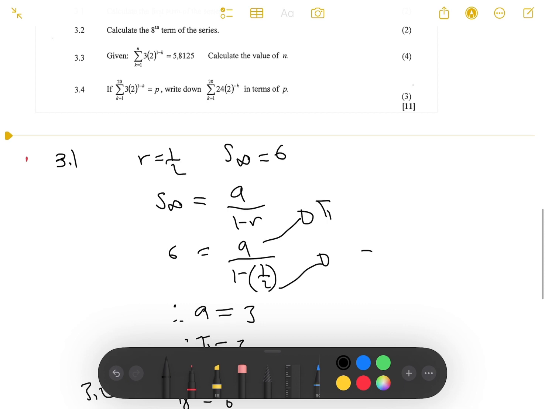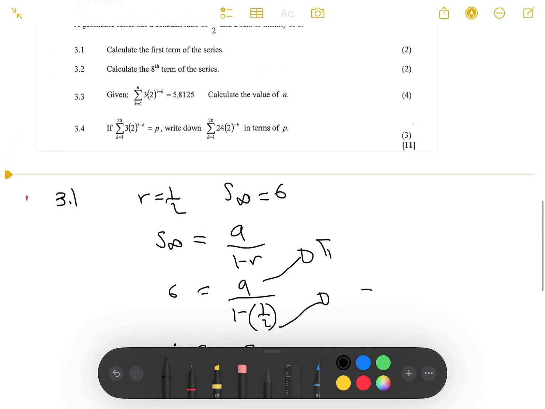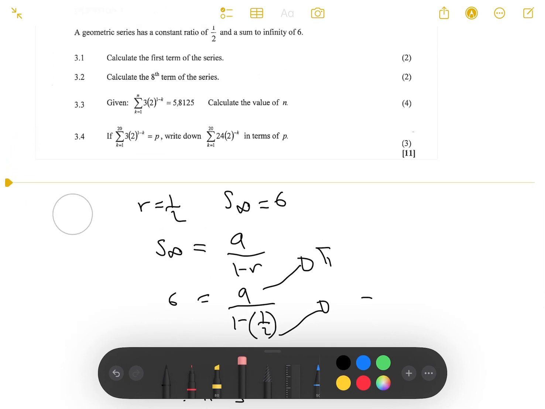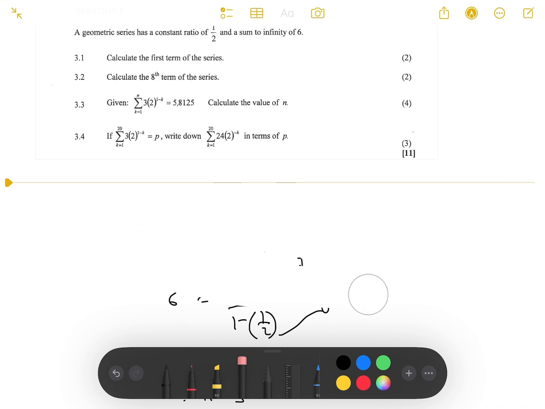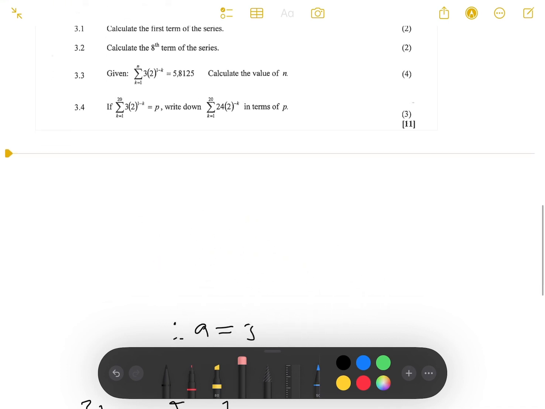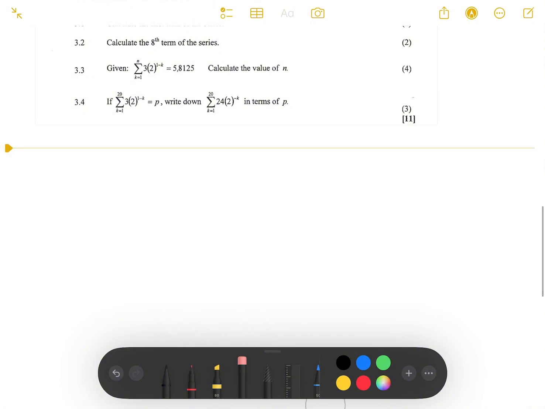And now we move to 3.3. They give us the sum of a geometric sequence starting from k equals 1 all the way to n, which has the formula 3 times 2 to the exponent 1 minus k, equal to 5.8125. Calculate the value of n.